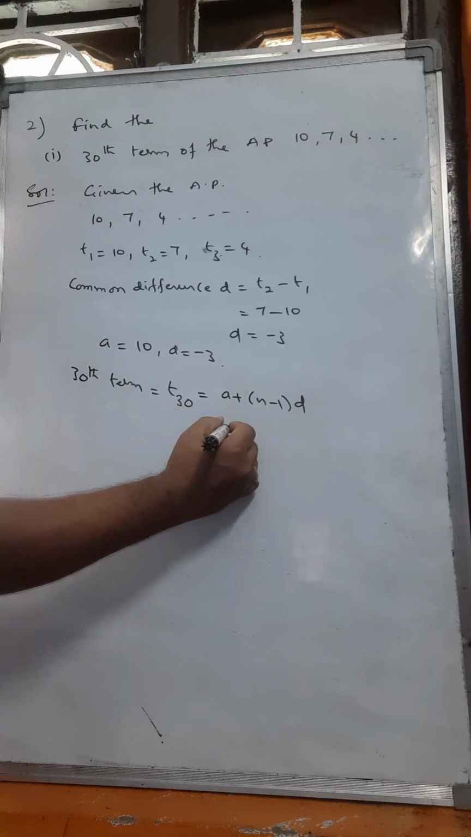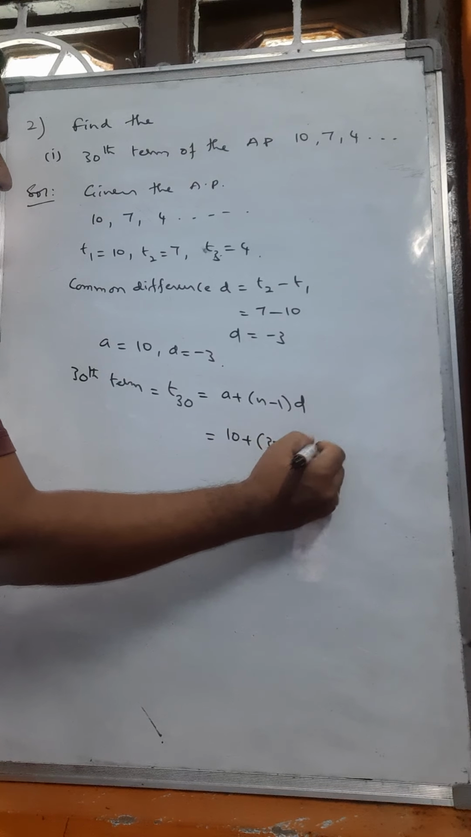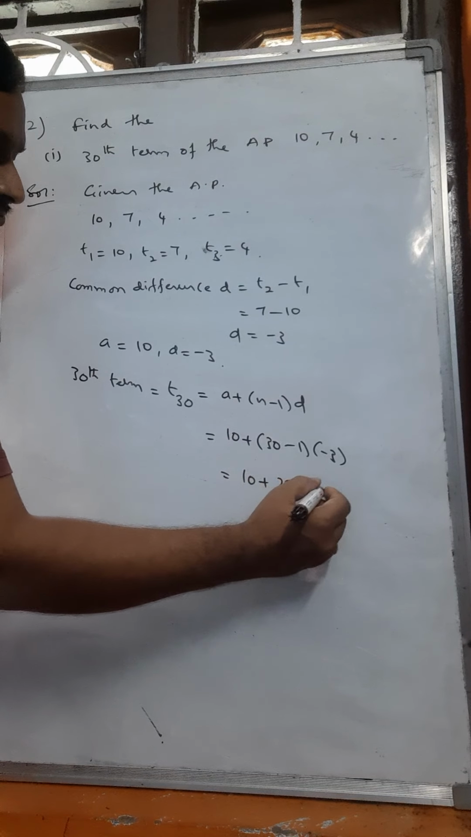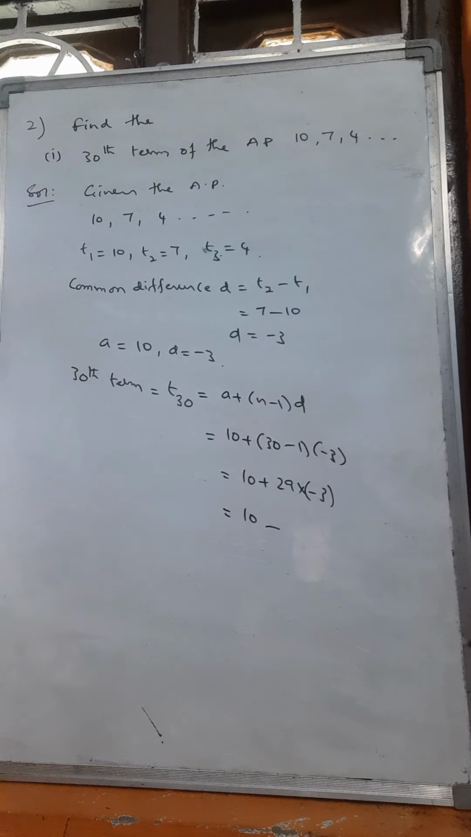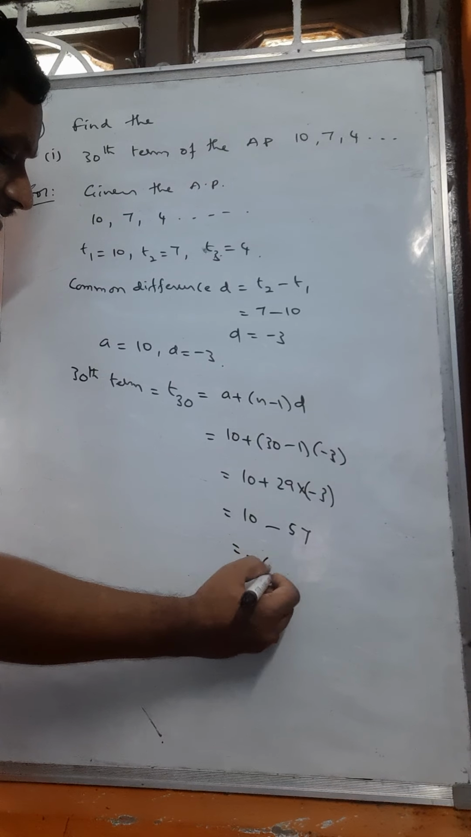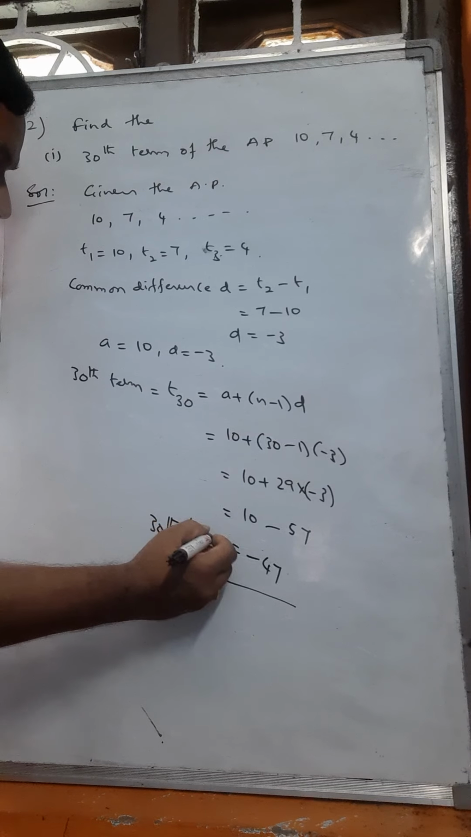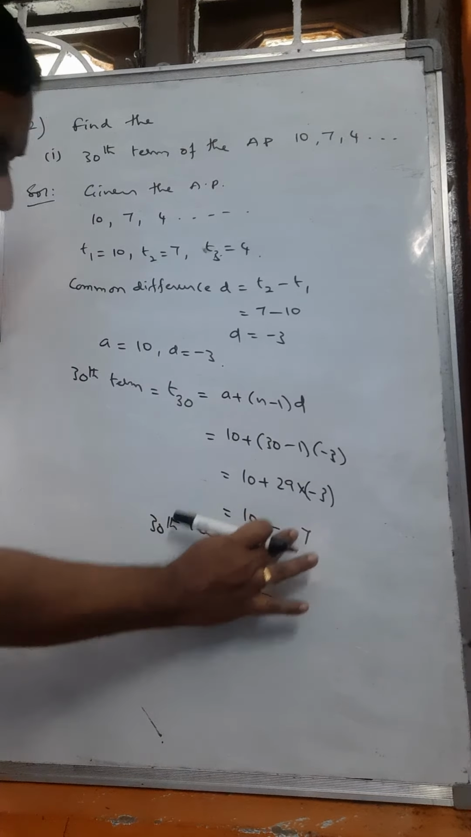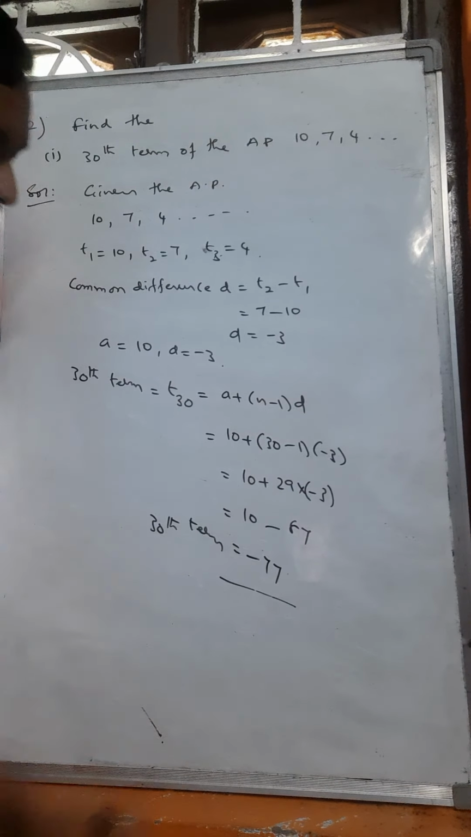So here A is 10 plus N, the 30th term, so 30 minus 1 into D, minus 3. That is 10 plus 29 into minus 3. So 10 plus, minus 29 3s are 87. 10 minus 87 is minus 77. So the 30th term is minus 77.